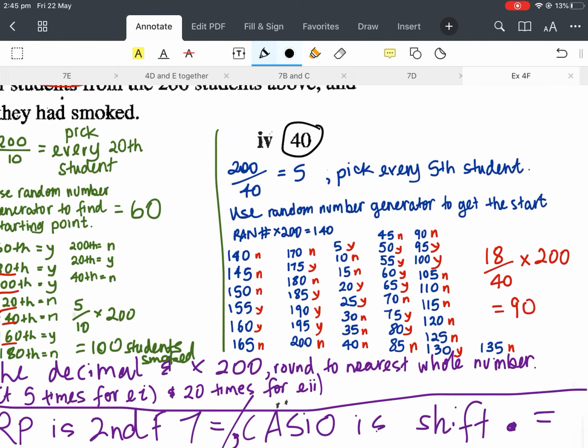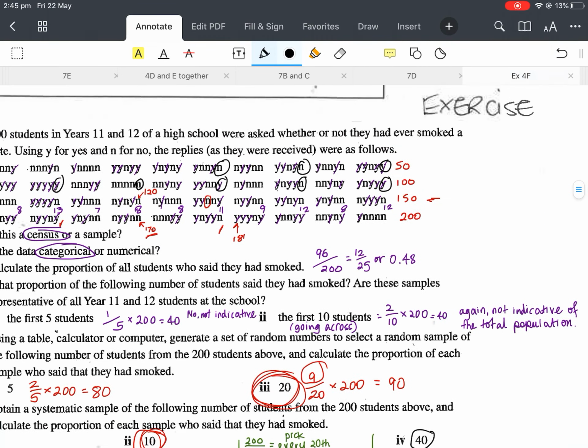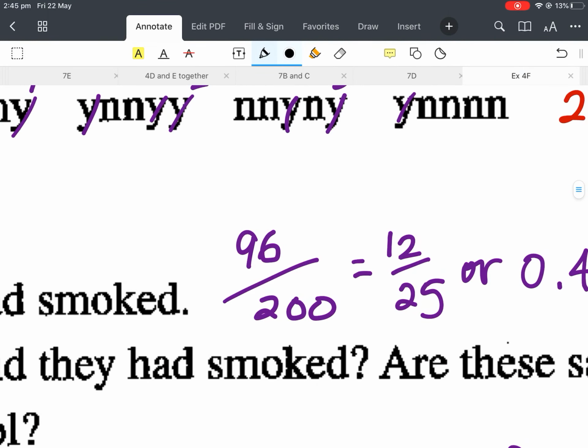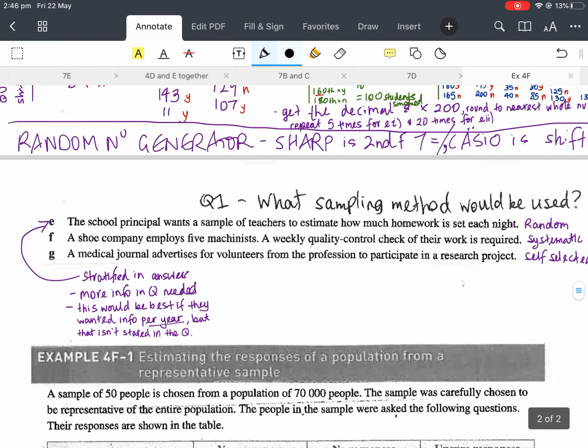I ended up having 18 yeses out of the 40. I times that by 200 and I got another number pretty close to 90. So the more scores you use and the different types of generating, especially when they're random, you should get numbers that are actually closer to this actual number of 96 out of 200. Okay, so that was the hard one.